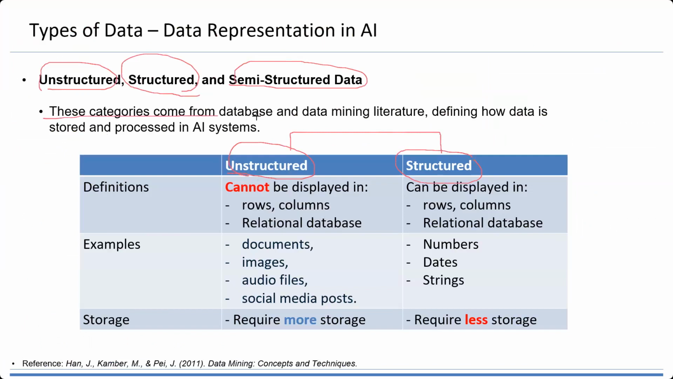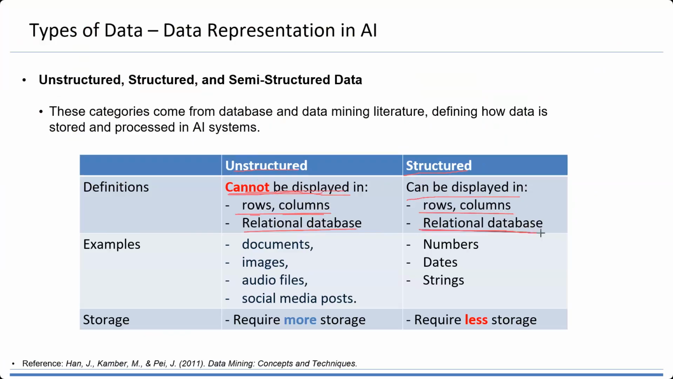So these categories come from database and data mining literatures, defining how data is stored and processed in AI systems. So unstructured data means something that you cannot show in rows and columns. Unstructured data cannot be displayed in a relational database. Structured data can be displayed in rows and columns. Structured data can be displayed in a relational database.